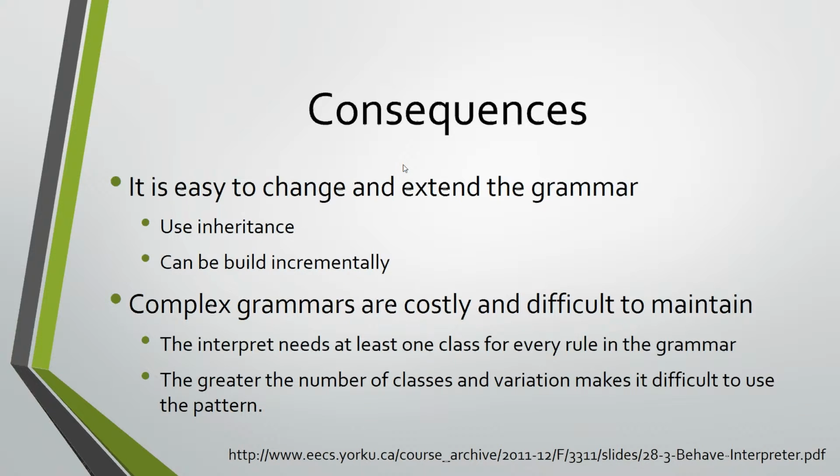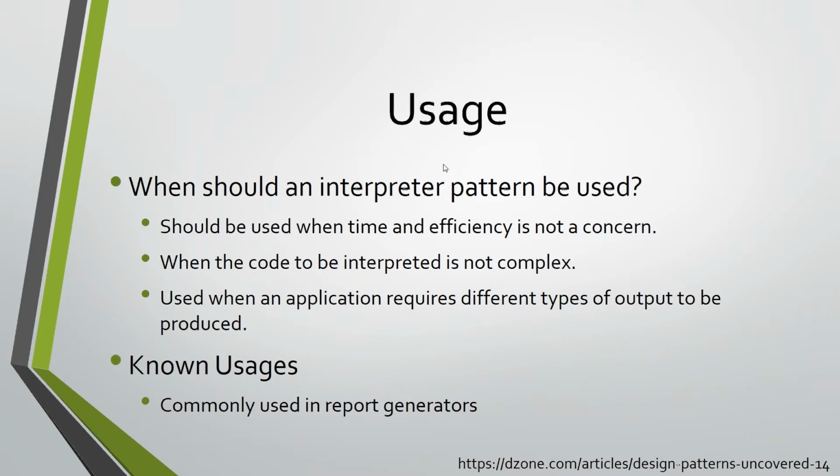The interpreter needs at least one class for each rule in the grammar, and the greater the number of classes and variation makes it difficult to use the pattern. And when it comes to the interpreter needing at least one class, I'll show you an example of that in the code. So the usage of this: when should an interpreter pattern be used?